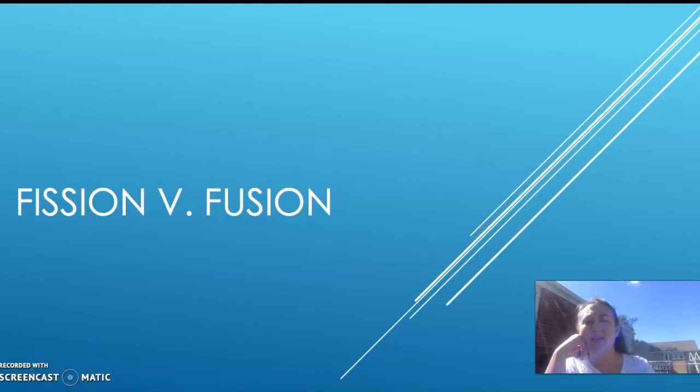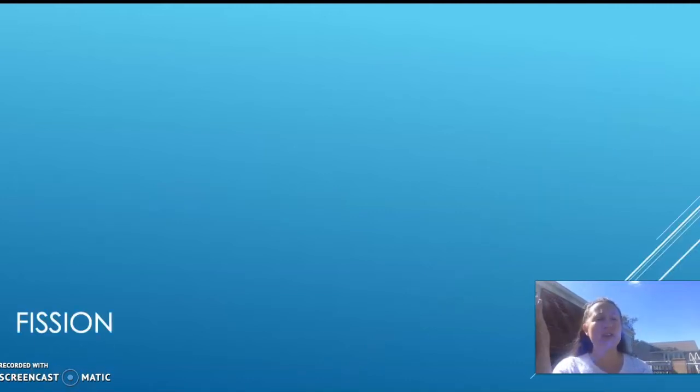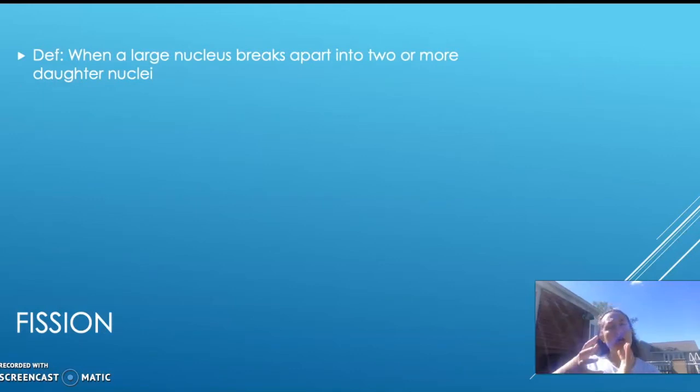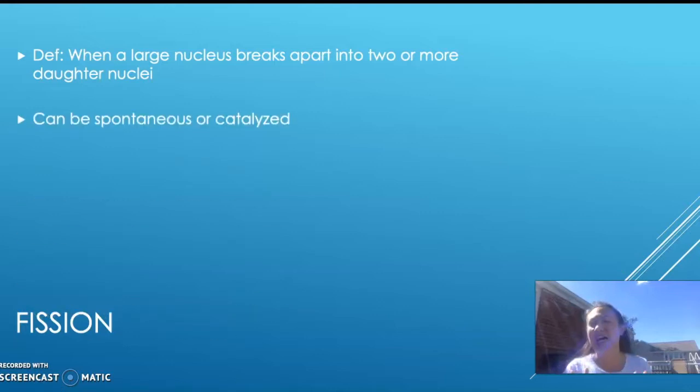In this case, fission refers to when you have some sort of large, heavy element, one with a very high atomic mass, and that large, unstable nucleus breaks apart into two or more daughter nuclei. Now, unlike alpha or beta emission where that's putting forth a very specific particle, spontaneous fission would be when these nuclei break apart and make two or more random daughter nuclei of roughly the same size.